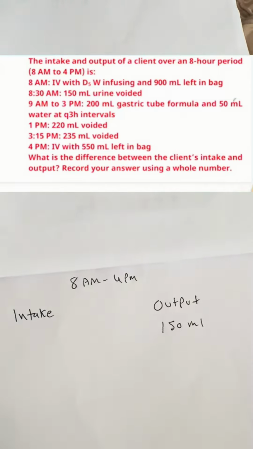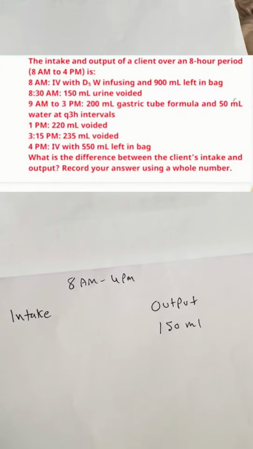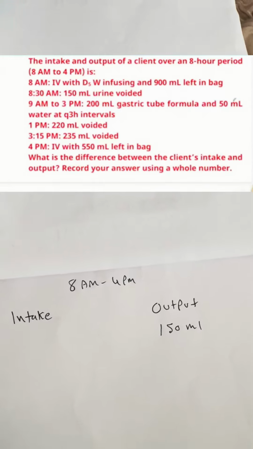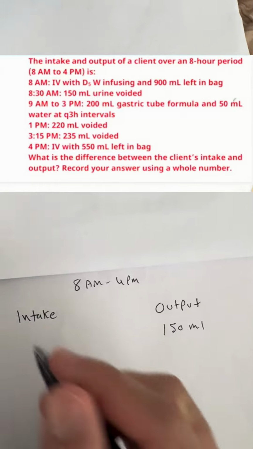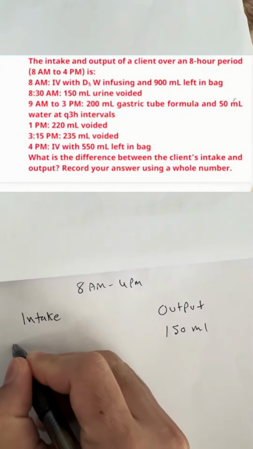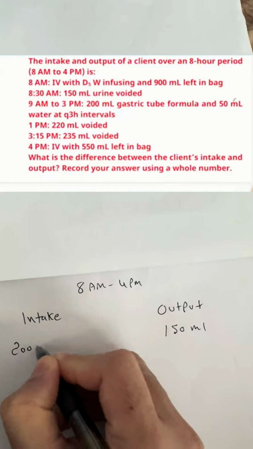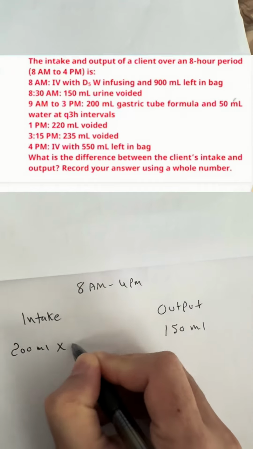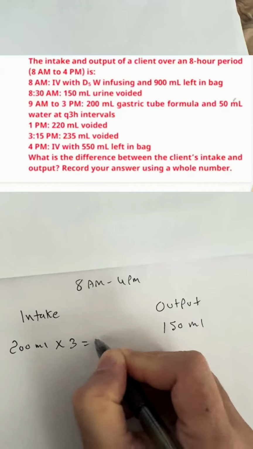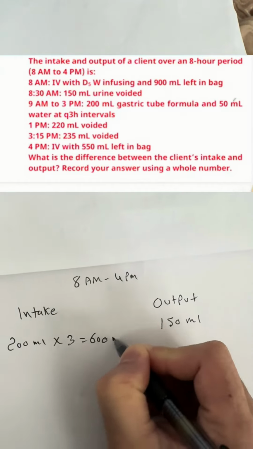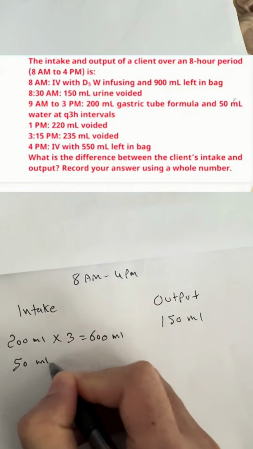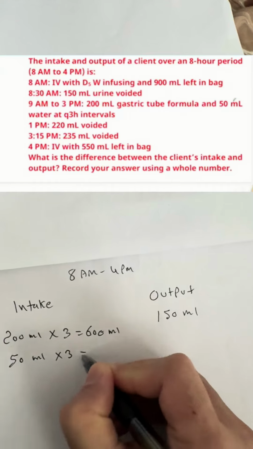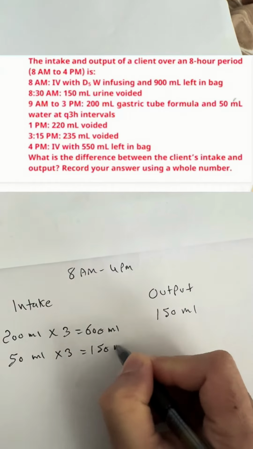Now you go to 9 a.m. to 3 p.m.: 200 ml gastric tube formula and 50 ml water at Q3 interval. That means 200 ml formula every 3 hours, right? So that will give me 600 ml, and the water is also 50 ml every 3 hours, which will give me 150 ml, right?